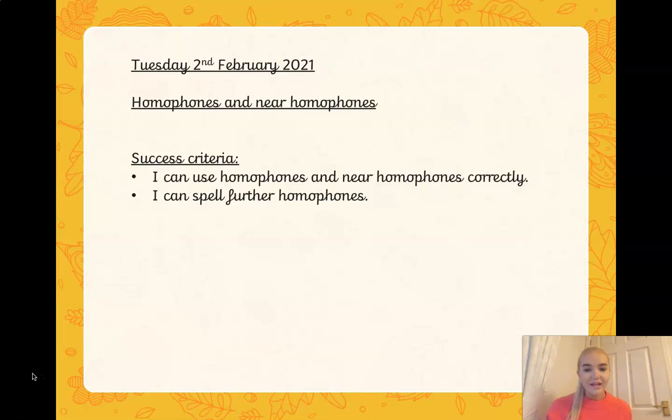We're going to do exactly the same as what we would do in class, where I teach you the spelling rule and you can go and practice it independently. And today's spelling rule is all about homophones and near homophones. And by the end of this session, you will be able to use homophones and near homophones correctly, and you'll be able to spell further homophones too.